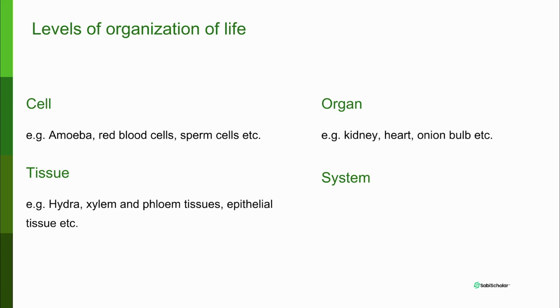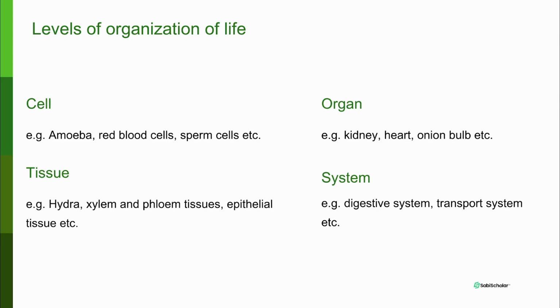Then in plants and animals, we now have as organs the kidney, heart, brain, stem, roots, etc. Now, the next level is the system. A system is a set of organs which cooperate to carry out one of the vital functions of life. An example of a system is the digestive system. There's also the respiratory system, reproductive system, transport system, and a whole lot of them.